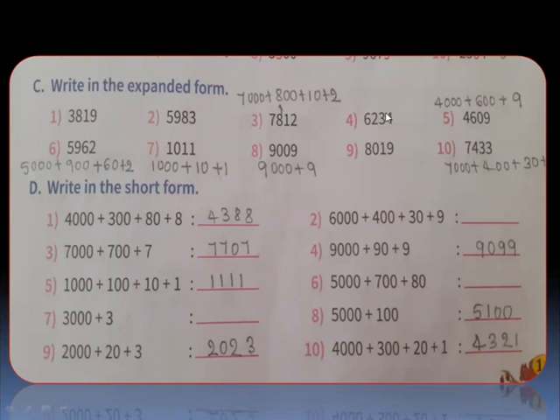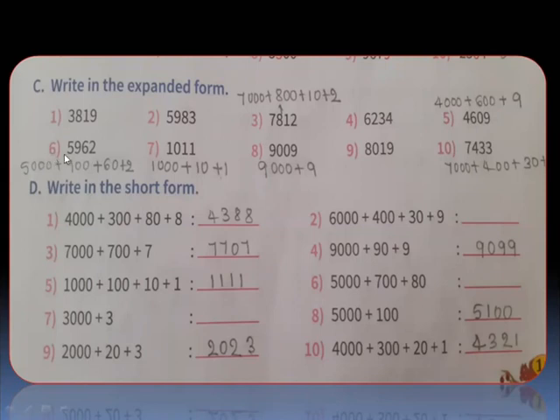You have to write this number also. 6234. For this number, you have to write in expanded form. Next, fifth one. 4609. Right? See, 4 is in thousands place. So 4000 plus 600, plus 0 is there. No need to write that 0. Directly you have to write a 9. If you write also, that is okay. 4000 plus 600 plus 9.